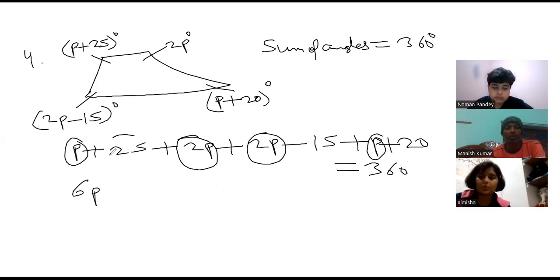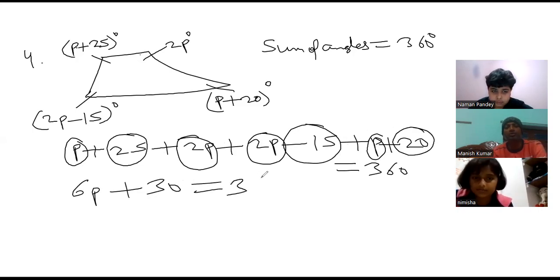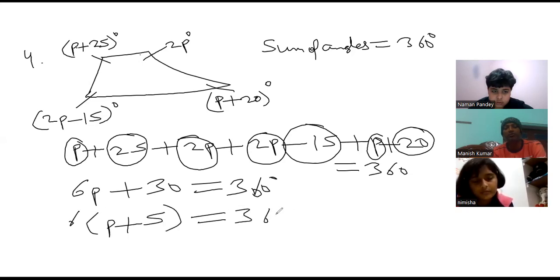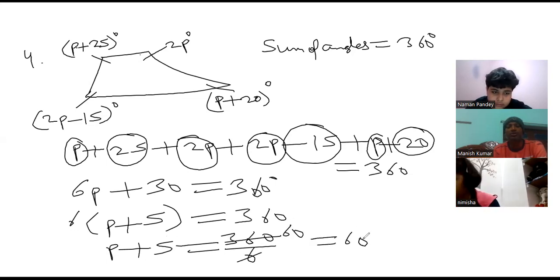Now 25 minus 15 is how much? 10. 10 plus 20 is how much? 30. So 6P plus 30 equal to 360 degree. Now here we can take 6 as common: 6 into P plus 5 is equal to 360. We can write P plus 5 equal to 360 by 6, equal to 60. Remember this property. That means P will be equal to what? P plus 5 is equal to 60, so P is equal to 5 degree?